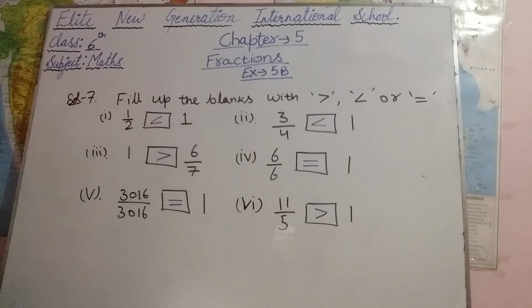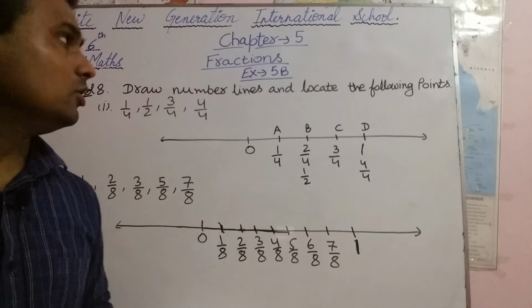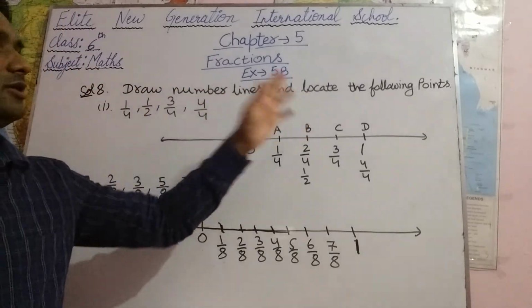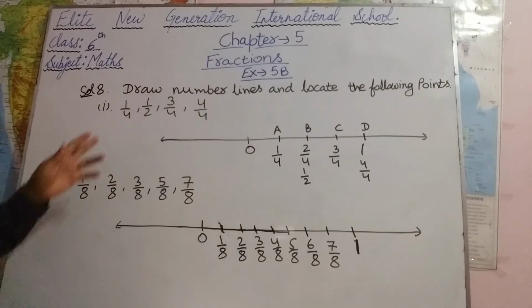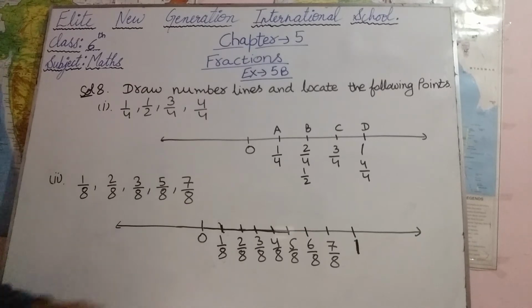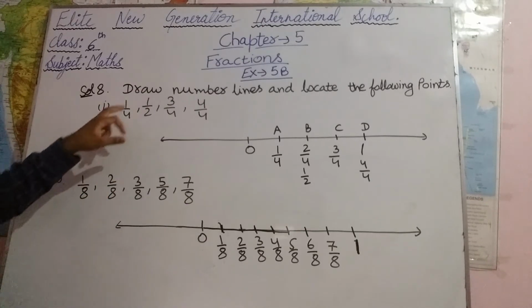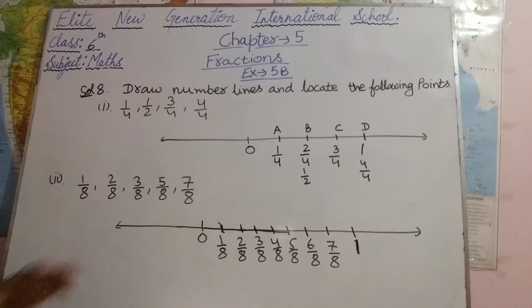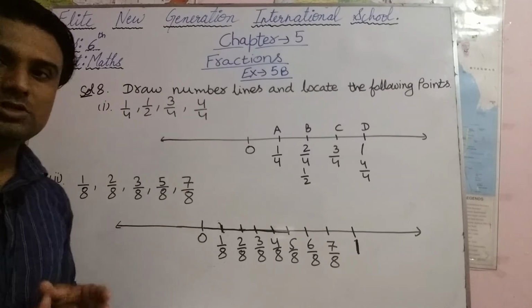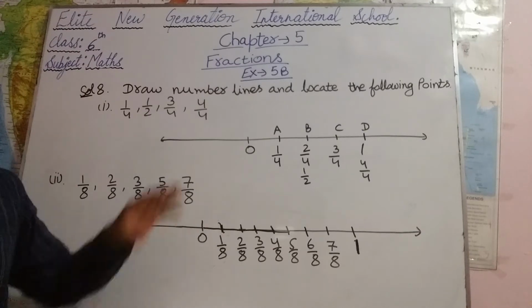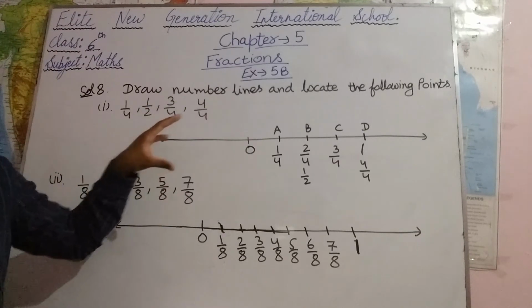Now after this, see next question. So in question number 8, we have to draw number lines and locate the following points. So we are giving these points and we have to locate them on the number line. So here first part we have 1 upon 4, 1 upon 2, 3 upon 4 and 4 upon 4. These points we have to locate on a number line. So for this we have to draw a number line. You have to draw this number line with the help of your pencil and scale, and it should be straight.